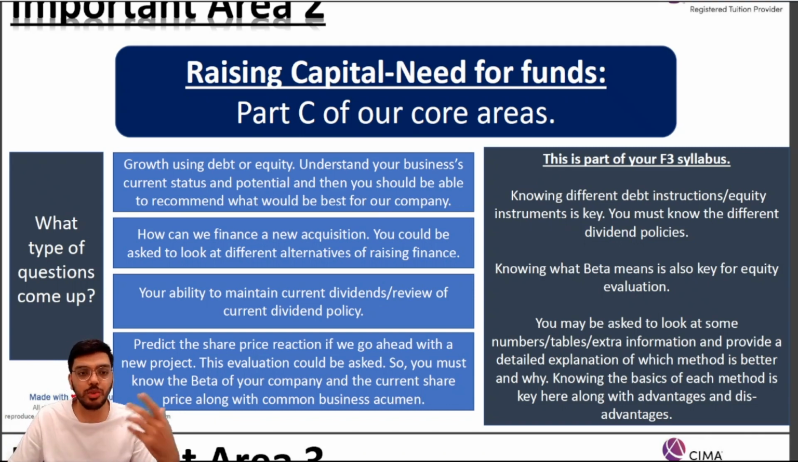So when we speak about raising capital, the first thing that comes to my mind is growth using debt or equity. This is a common exam question as well. So for this, you will have to understand your business's current status and current potential. So when we do again the pre-seen analysis, we do an entire financial analysis as well. In that financial analysis, we'll showcase to you the current equity ratio, the debt ratio, the gearing ratio of the company. After knowing that, you will be able to suggest whether the company should go for further debt, further equity, and that's the raising capital circle that we are speaking about.